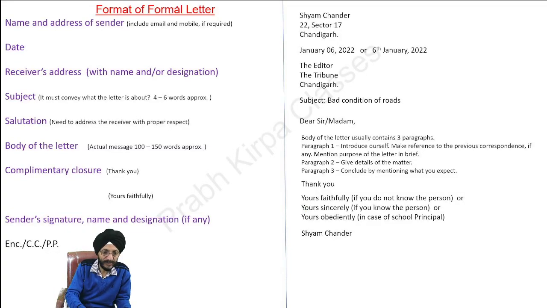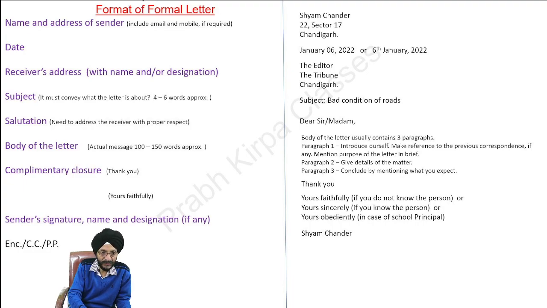Now our question is, what is the format of formal letter? First of all, we should understand that the first point is the name and address of the sender. In the case of formal letter, we write the name and address on the left hand side of the paper.